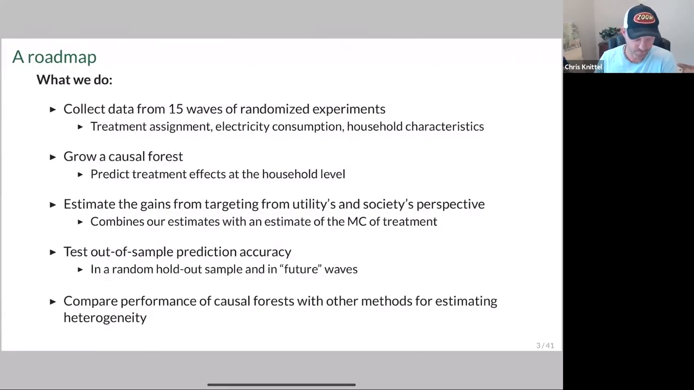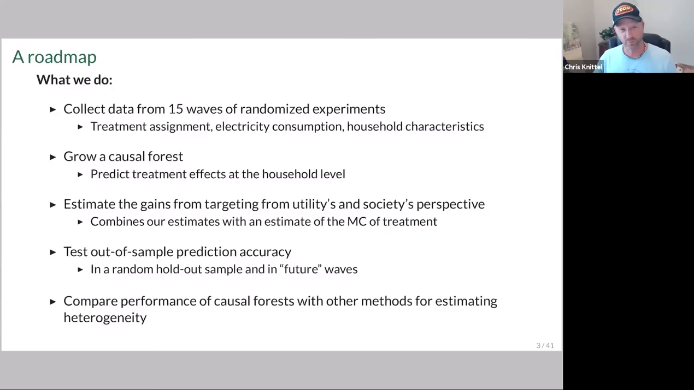Okay, so what do we do more specifically? We have data on 15 O-Power waves or O-Power experiments. And you'll see these are large experiments, not only across 3 states, but also across a number of years. So when we start thinking about whether the random forests do better than other techniques, we're going to leverage that intertemporal and geographic variation in where these experiments are performed.